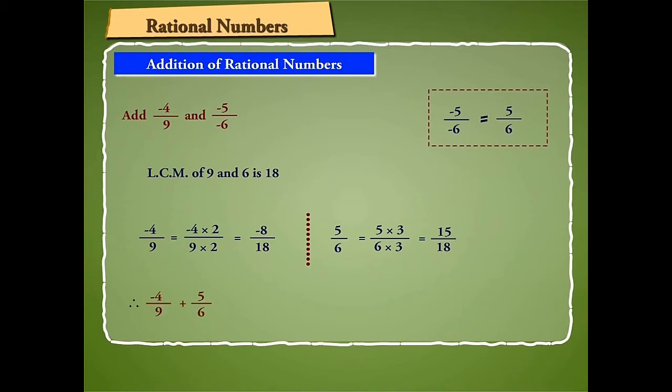Therefore, minus 4 by 9 plus 5 by 6 is equal to minus 8 by 18 plus 15 by 18. That is equal to minus 8 plus 15 by 18. That is equal to 7 by 18.